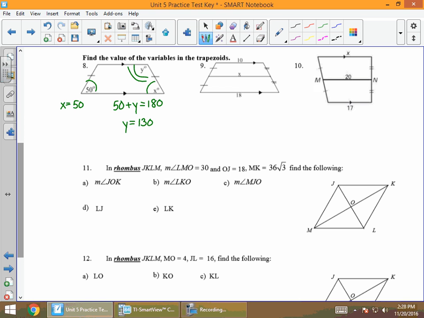All right, number 9. We have a mid-segment in there. I know it's a mid-segment because it's connecting the midpoints. And we were told that the mid-segment is equal to half of the sum of the bases. So I take 10 and 18, add them together, and take half of that. So that means x is 10 plus 18 is 28, and half of 28 is 14.